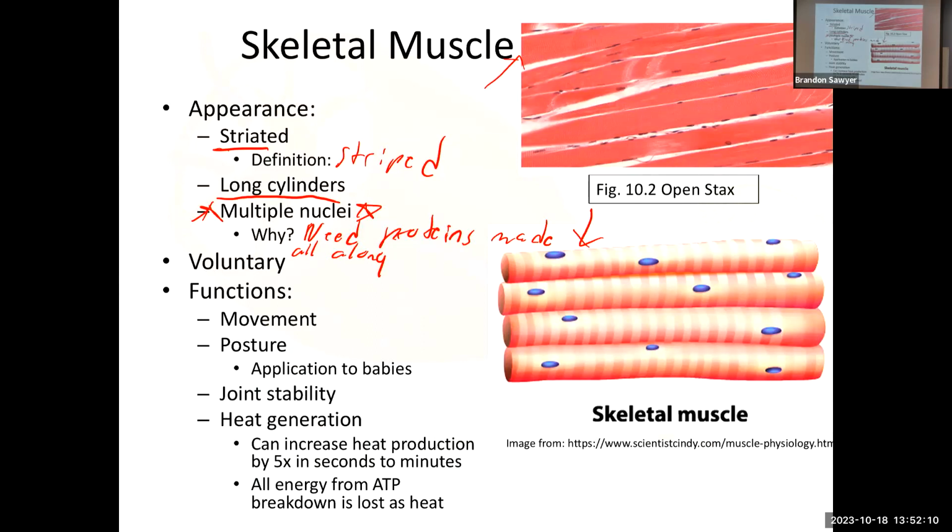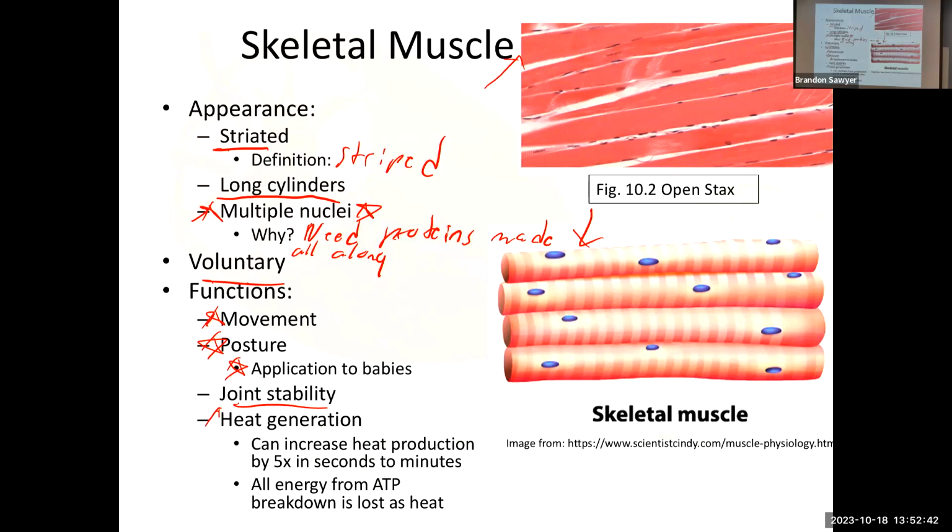These ones are voluntary, right? We can control them. We can think about it and contract it. Obviously, this is for movement, for posture. We kind of already talked about babies learning their posture, and joint stability. A certain level of contraction is occurring in most of our muscles at all times, partially for posture, but then partially just to kind of keep our joints stiff too, right? If our muscles go completely slack, then our joints get kind of loose too, right? And so we have a certain level of tone that keeps our joints stable.